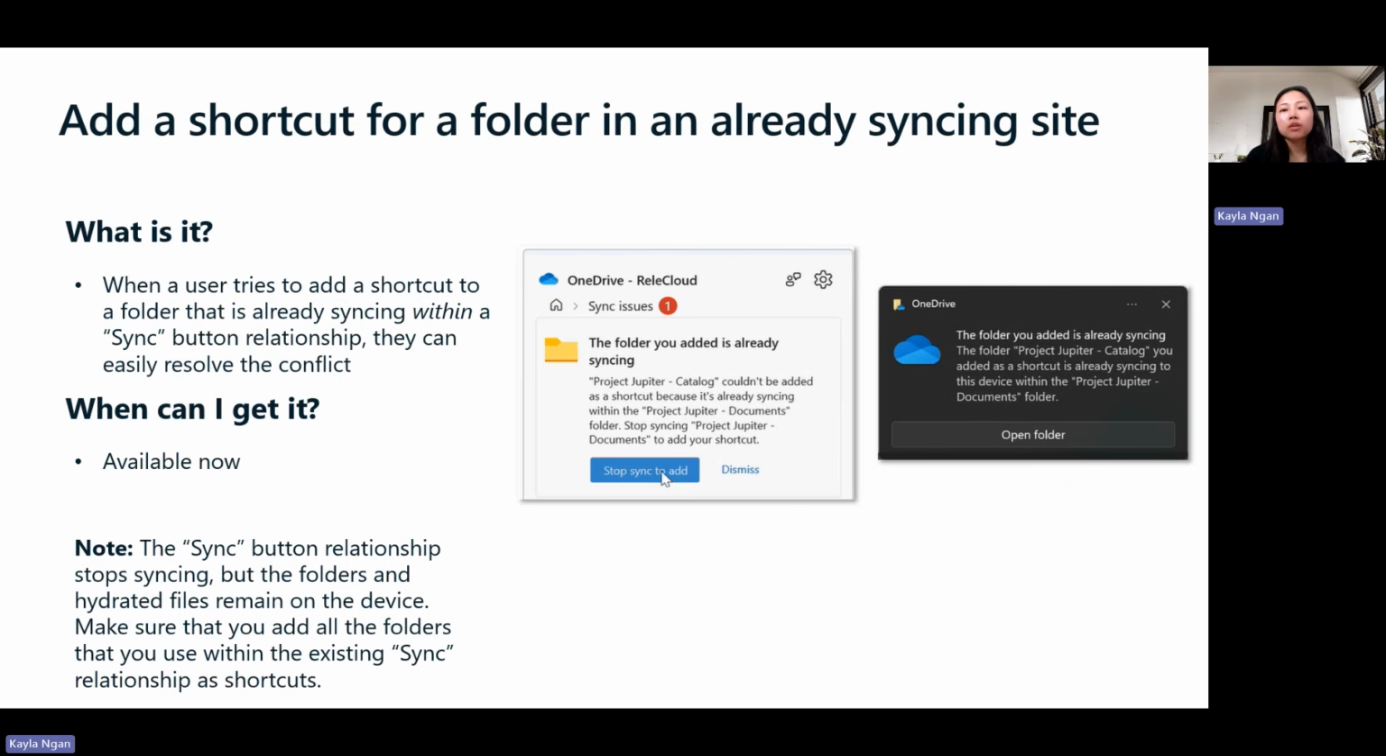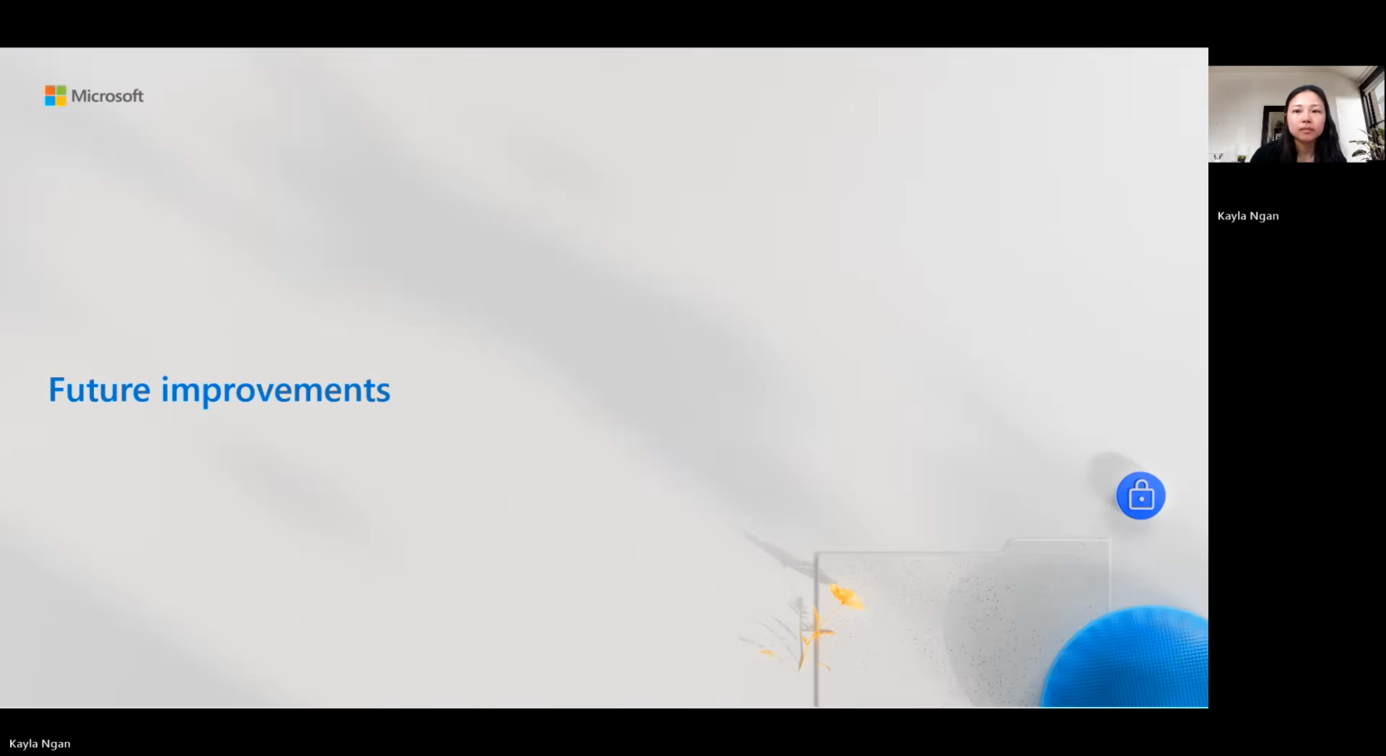And then similarly, when a user tries to add a shortcut to a folder that is already syncing within a sync relationship, we'll notify them that there's a conflict, and the user can stop syncing the sync relationship and add the new shortcut instead. And again, make sure that you add all the folders that you use within that existing sync relationship. All right, so that wraps up the demos, and we wanted to spend some time talking about what's next.